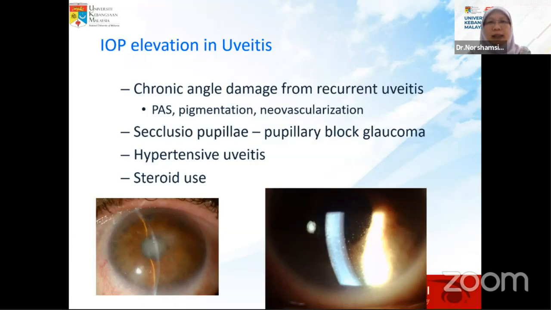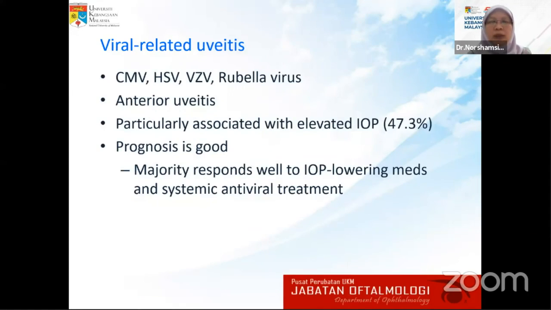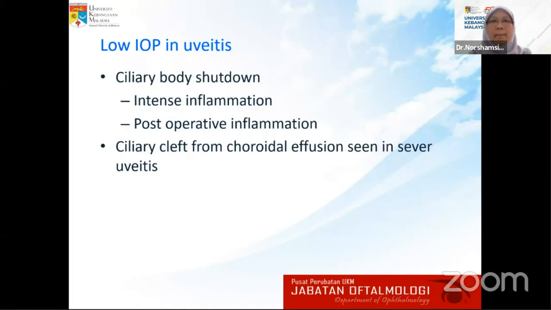IOP elevation in uveitis can either occur because of angle changes from peripheral anterior synechiae or pigmentation or neovascularization, or because of seclusio pupillae commonly seen in pupillary block glaucoma, or other things like hypertensive uveitis and steroid use. Viral-related uveitis is commonly known to cause high IOP, and this viral includes cytomegalovirus, herpes simplex, varicella, and rubella viruses. It normally causes anterior uveitis with granulomatous keratic precipitates, but the prognosis is generally good because the majority of them respond well to IOP-lowering drugs.